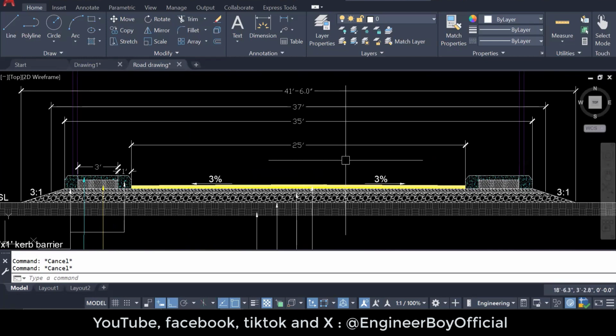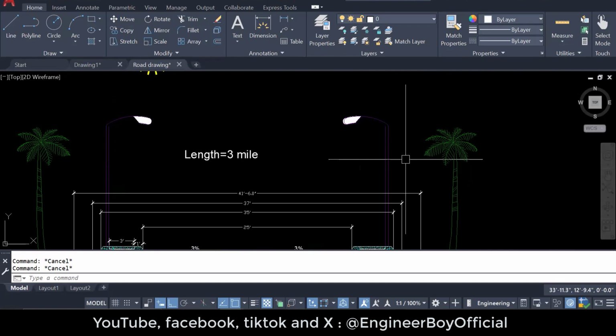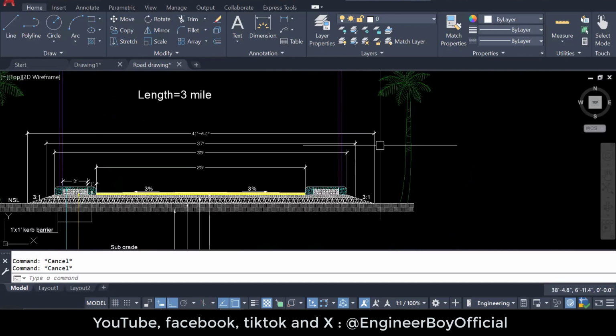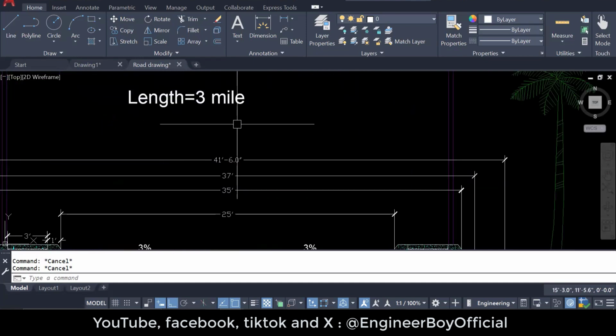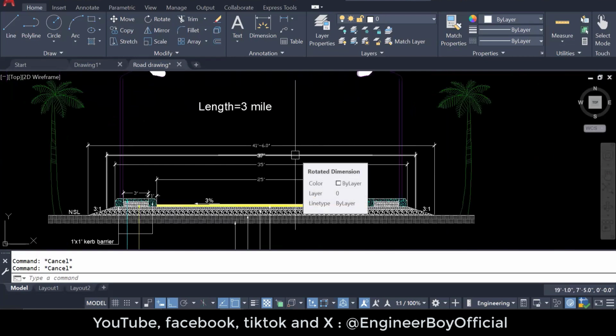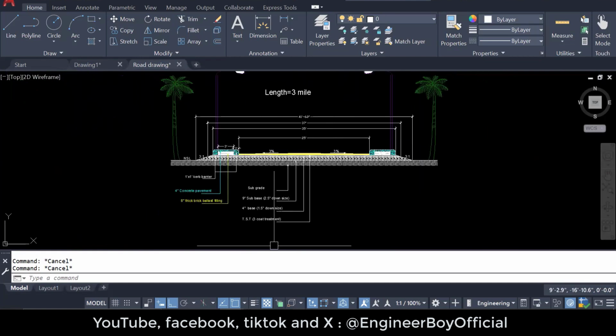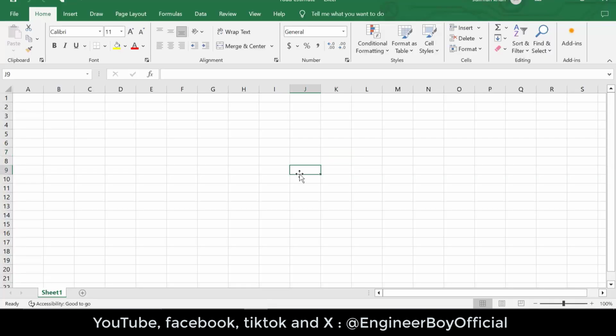And as you can see, the carriageway is 25. And we have some electricity pole. And this road is actually 3 miles long. And we are asked, let's say, to prepare the abstract of material for the same road section. So let's just do it. And I'm going to do this in Excel over here.